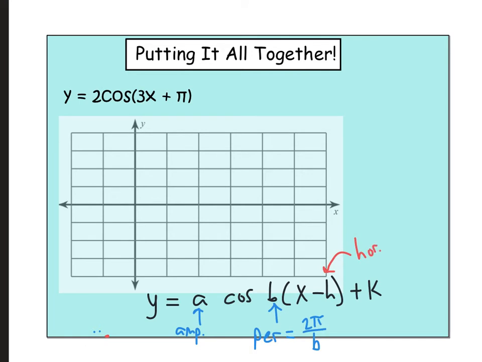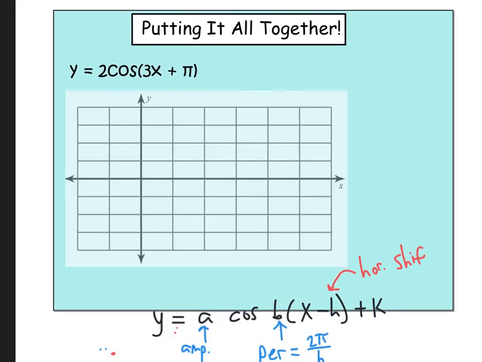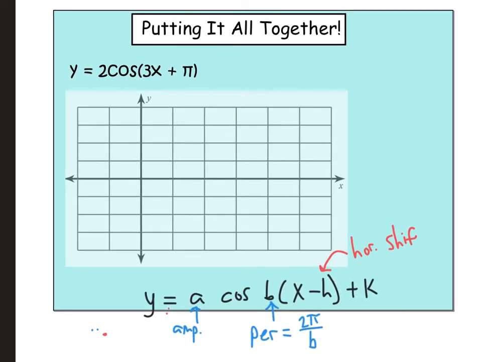Horizontal shift, right? Adding or subtracting inside the function. Oh, why is that moving all over the place? And the k on the outside, of course, is vertical shift. Okay, adding or subtracting on the outside. So let's put it all together.